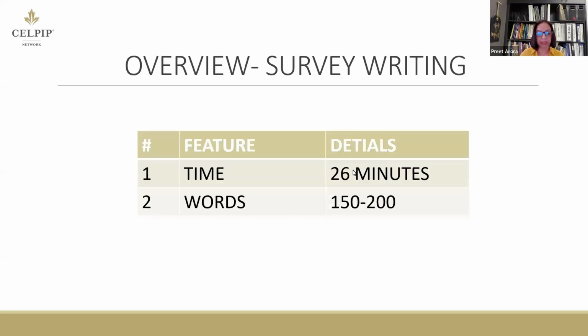The overview here is that for survey writing, you will be allotted 26 minutes and the word count is 150 to 200. Since I am a designated prep center, I am licensed. So even if a student writes anything between 135 words and 220 words, it is okay. You will not be penalized for that.